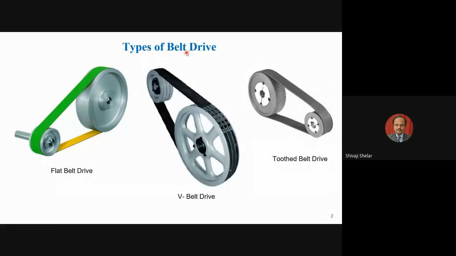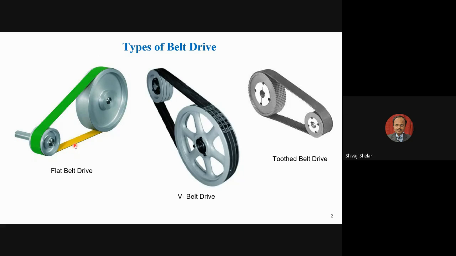The different types of belt drive are, first, the flat belt drive, in which we will have two pulleys, basically flat pulleys, on which an endless element, that is the belt, will be mounted so that you can transmit power from one shaft to the other shaft by moving this belt over these two pulleys. So this is a flat belt drive.